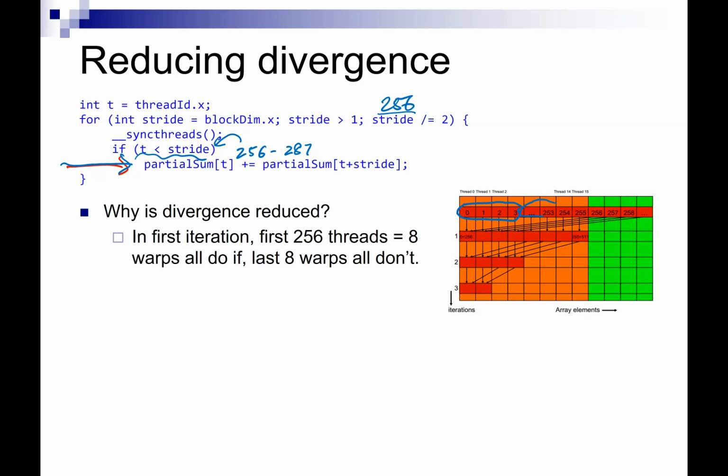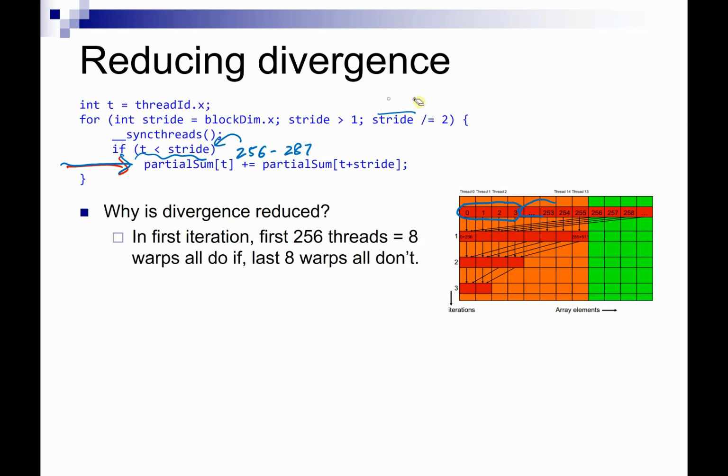So what I'm showing here is that for all of the warps in the first iteration, they either all satisfy the condition or they all do not satisfy the condition. Therefore, there's no branch within the warp. There's only a single branch within the warp: either you do this instruction or you don't. So there's no divergence in the first iteration.